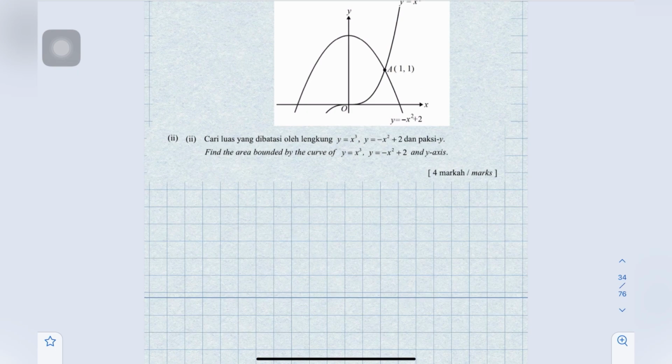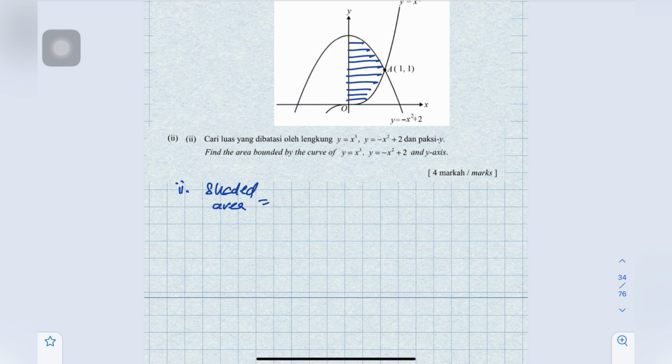Roman 2, find the area bounded by the curve of y equals to x cubed, y equals negative x squared plus 2 and y axis. Okay, so area yang bounded is this one. Yang ni. Curve to curve and y axis. Okay, so Roman 2 shaded area.